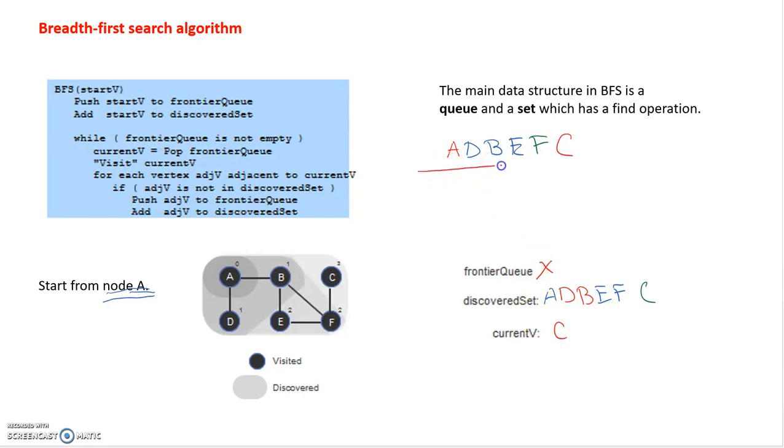And basically, the nodes have been traversed using breadth first search. Now, how is it traversing this graph? It starts by A, then visiting D, then visiting B, then visiting E, then visiting F, then visiting C.